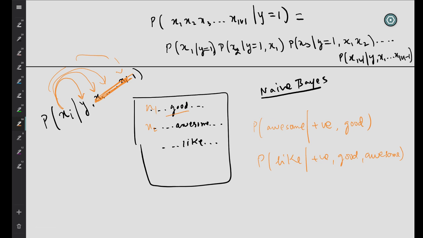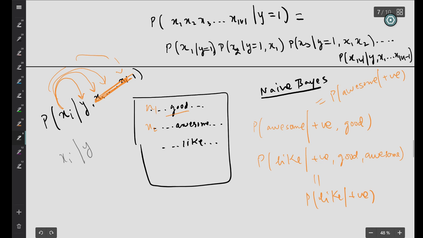So what I'm going to say here is this is equal to P of awesome given the class is positive, and this is going to be equal to P of like given the class is positive. So this is the naive Bayes assumption. It says that xi is conditioned on y, and the probability of xi does not depend upon any other feature. So all the xi's are independent of each other. This is what it is trying to say. I hope you have understood this assumption, the naive Bayes assumption.